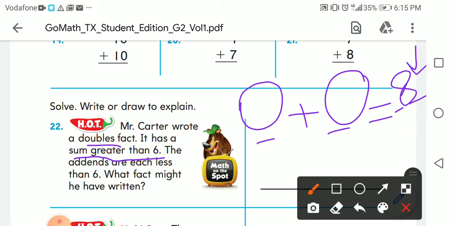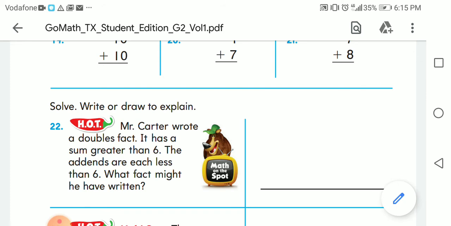The sum of them gives me 8. Yes, it's 4. Here, what fact might he have written? 4 plus 4, we have here equals 8. And 8 here is greater than 6. Okay, so it will be like this.